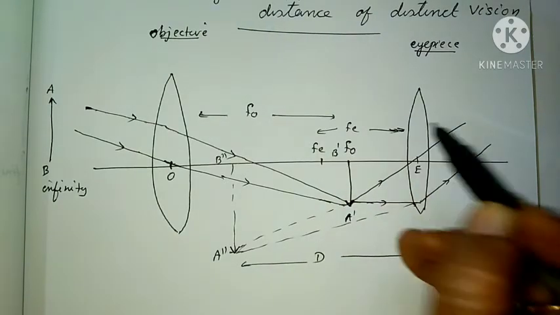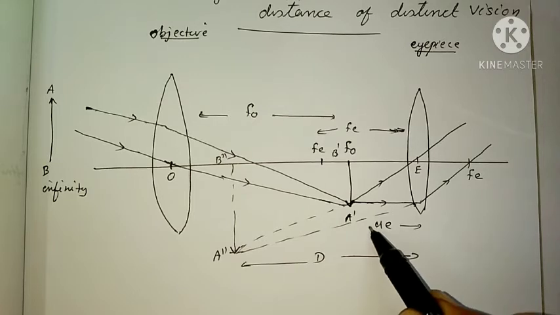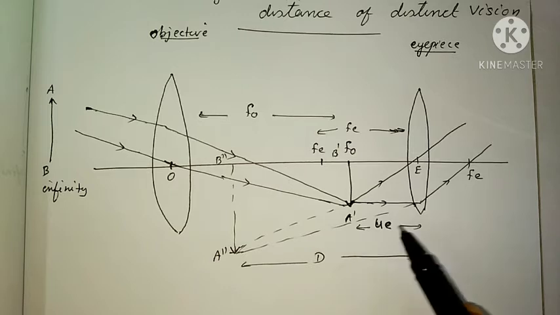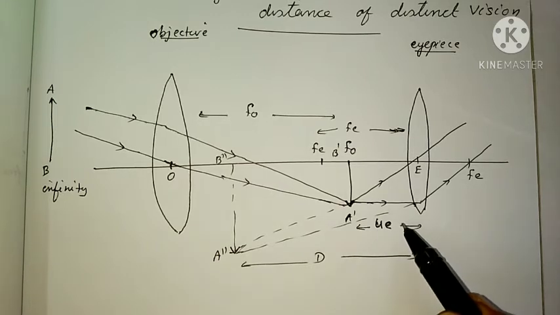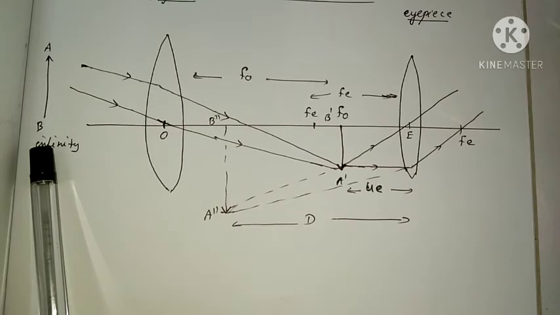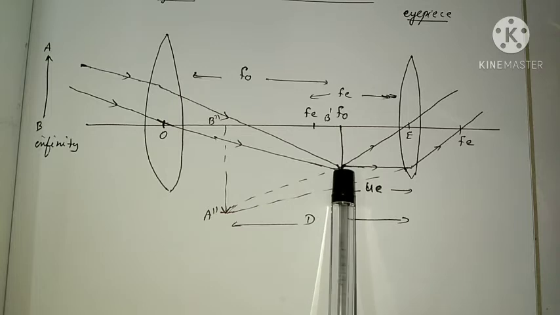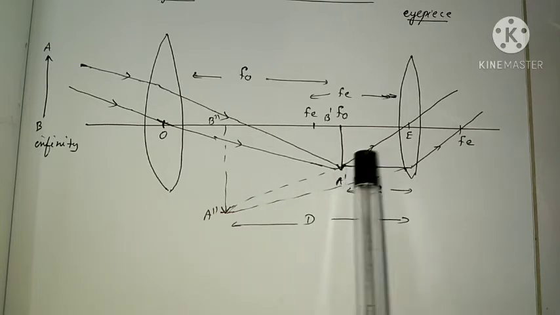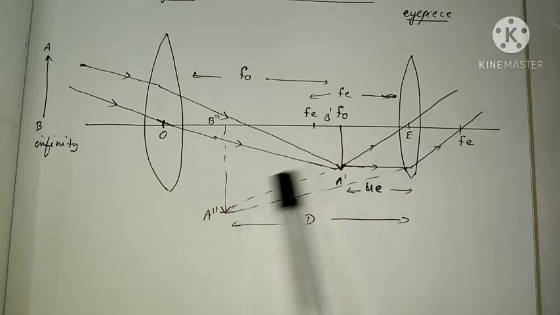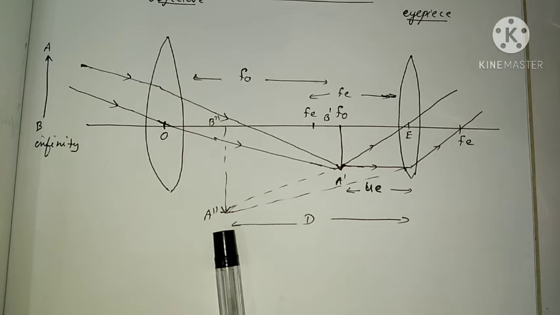Okay, that is the focal length of the eyepiece, and this is the object distance for the eyepiece, that is UE. Clear? So once again, the object is at infinity. Then the first image is formed at the focus of the objective, and this image acts as an object for the eyepiece, and the final image is formed at the least distance of distinct vision from the eye.